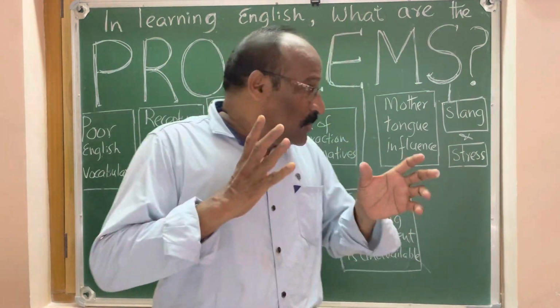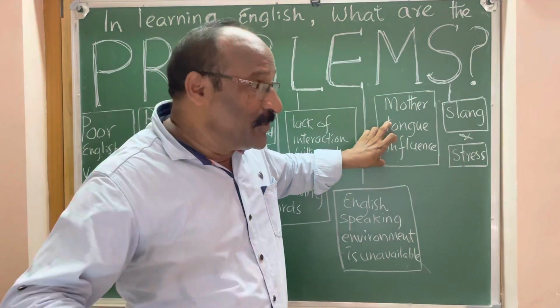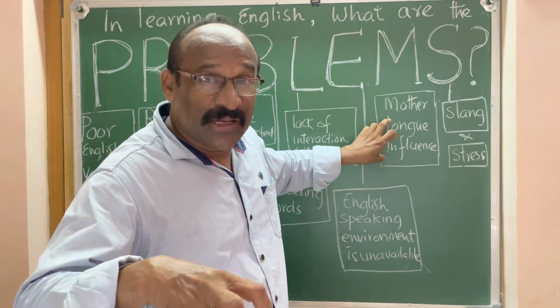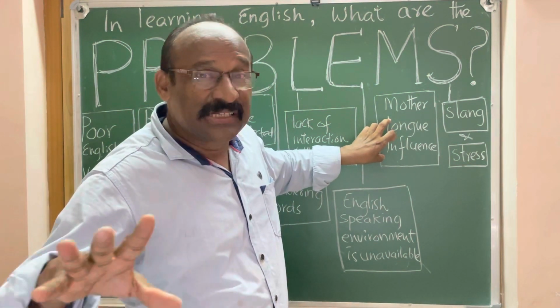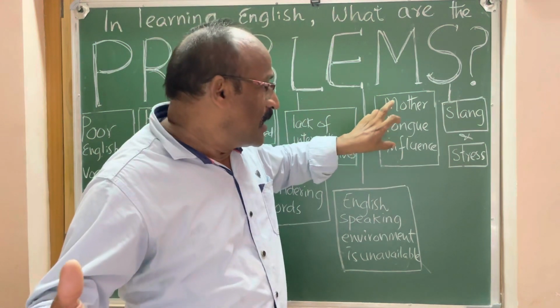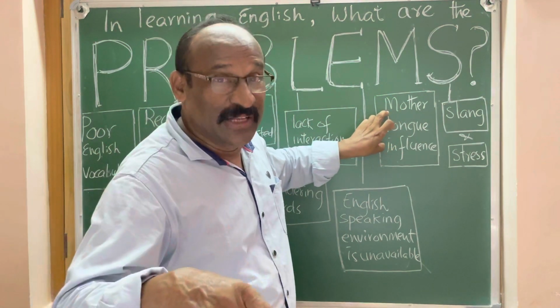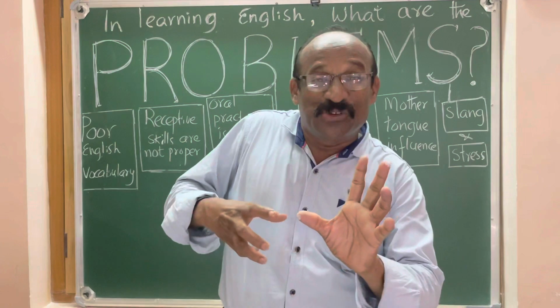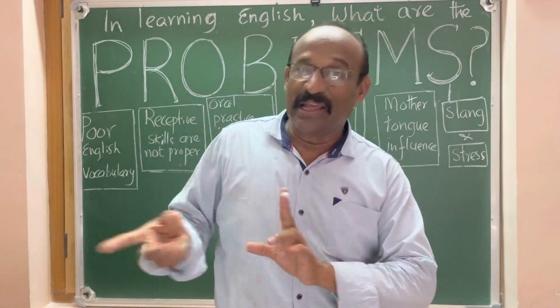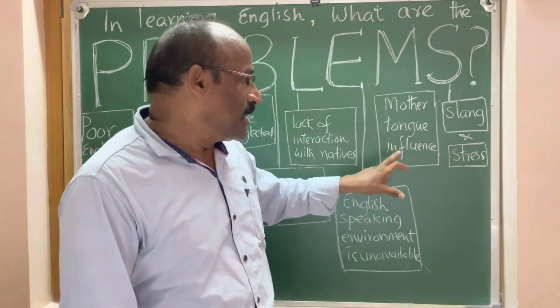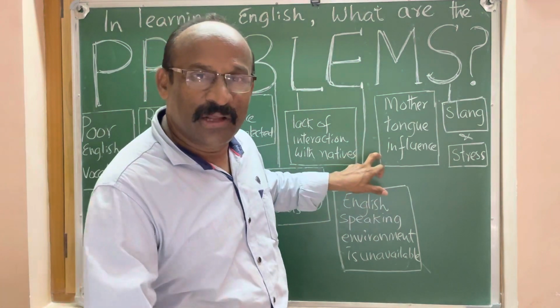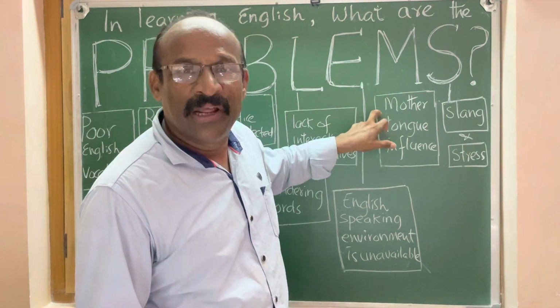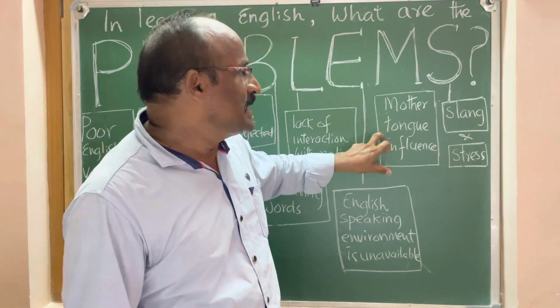If you don't think in your mother tongue when talking in English, you can learn. So try to think in English. That means syntactically we have to involve ourselves toward the English language. If you avoid mother tongue influence, automatically you can learn the English language very easily. So this is the seventh problem.